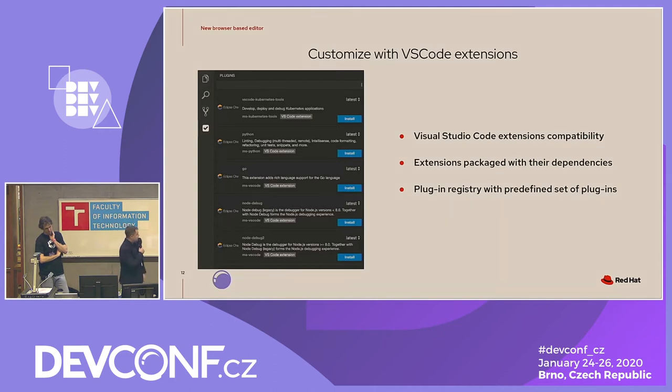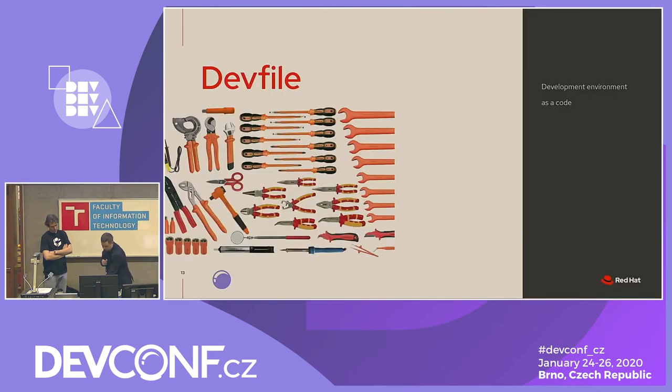So you can enable plugins during a working session, as you expect from editing in VS Code. Extensions are packaged with their dependencies, so you don't need to think about installing something extra. This list of plugins is customizable with a plugin registry, so if you have some private installations, private packages, private containers, you can add new ones or remove existing ones.